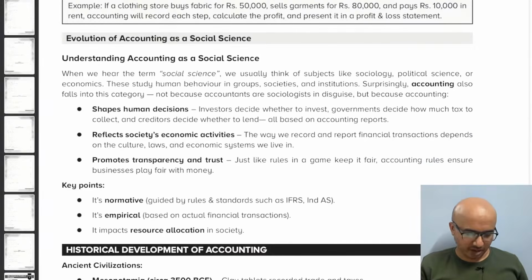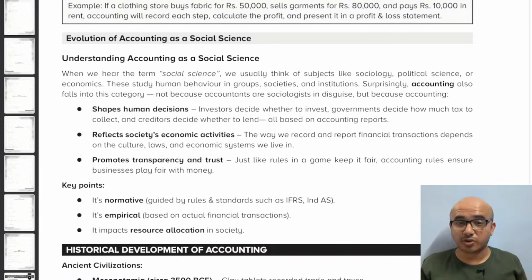Let's move on. Evolution of accounting as a social science. Not very important, I would say, but let's go through this. Understanding accounting as a social science. Okay, fine. We usually think of subjects like sociology, political science, or economics. These study human behavior in groups. Of course, yes. Societies and institutions. Surprisingly, accounting also falls into this category, they say, not because accountants discuss sociology, but because accounting does certain things. So their argument here is that accounting is not just something which deals only with money. It can also be considered as a social science. Fine, these can come as theory questions.